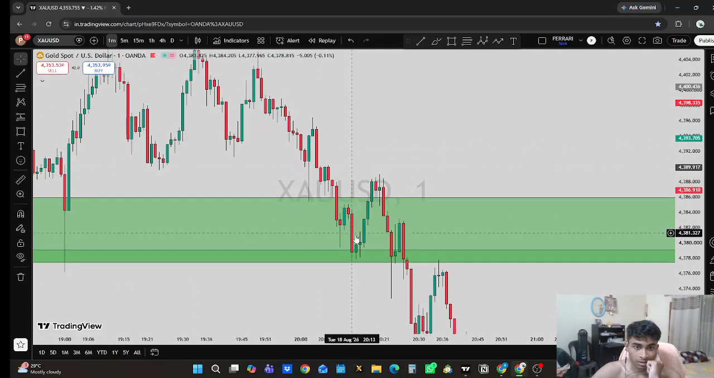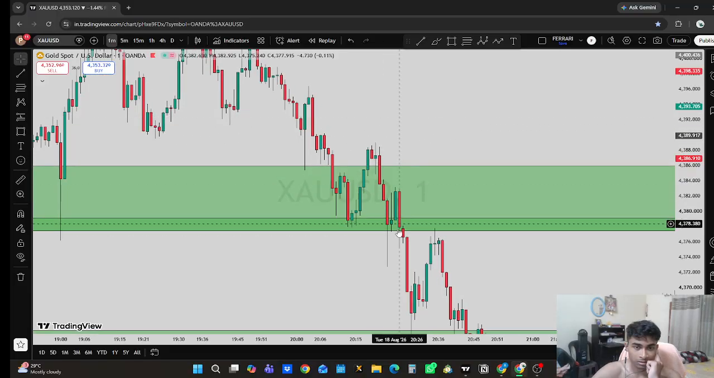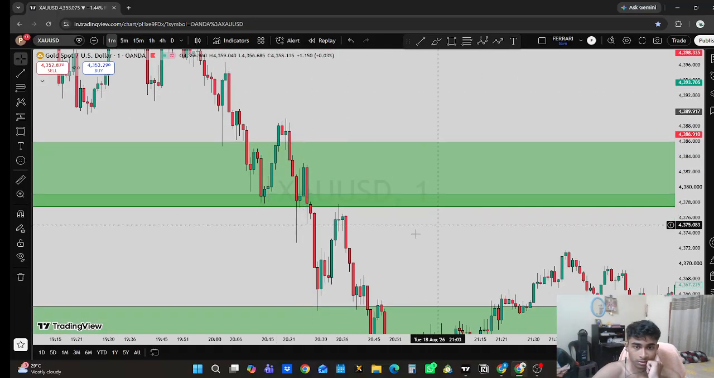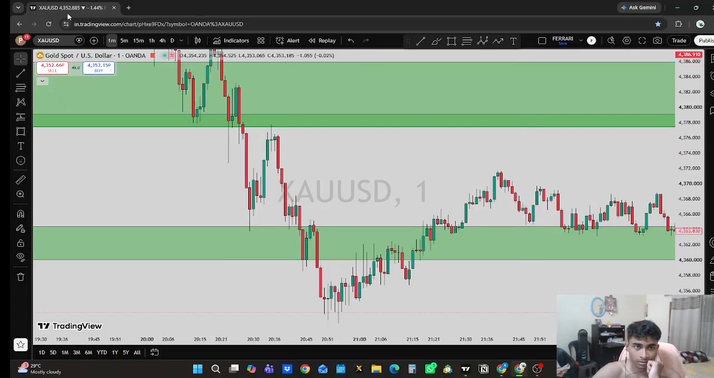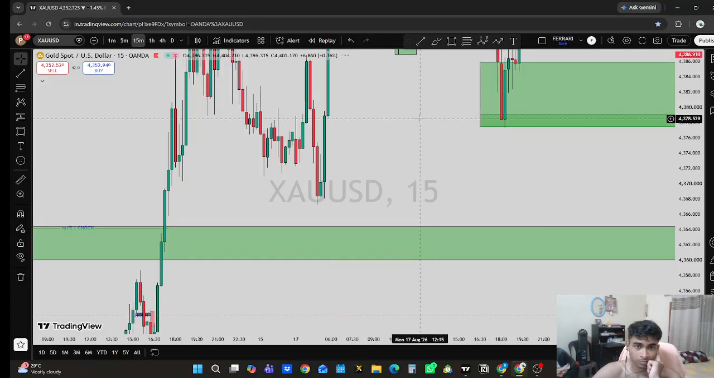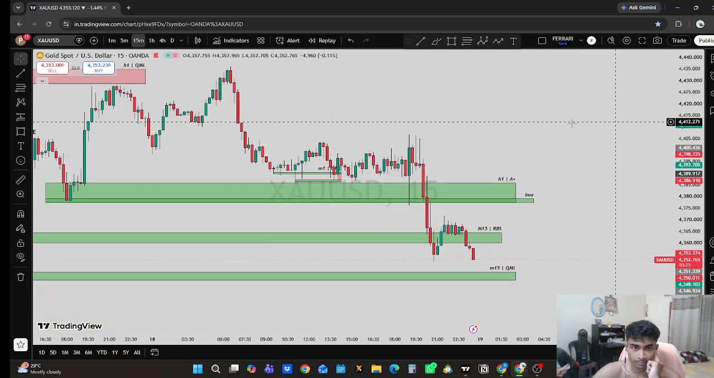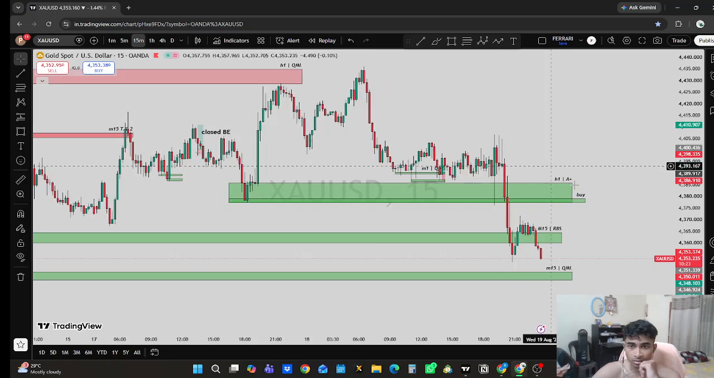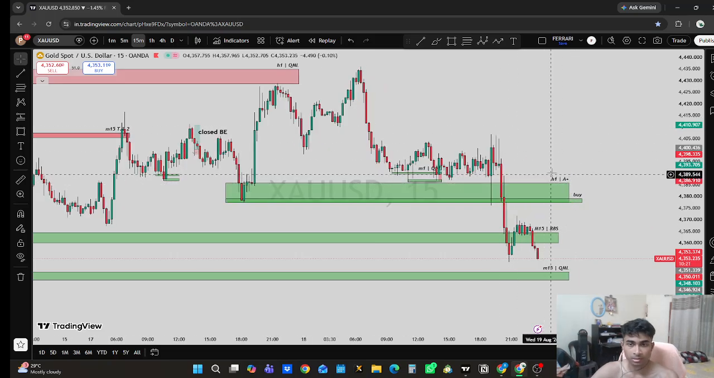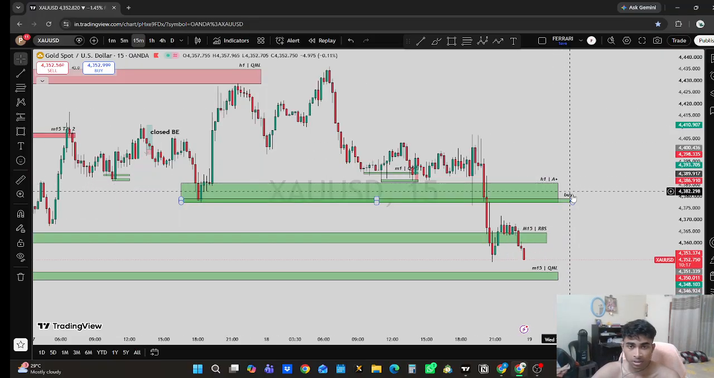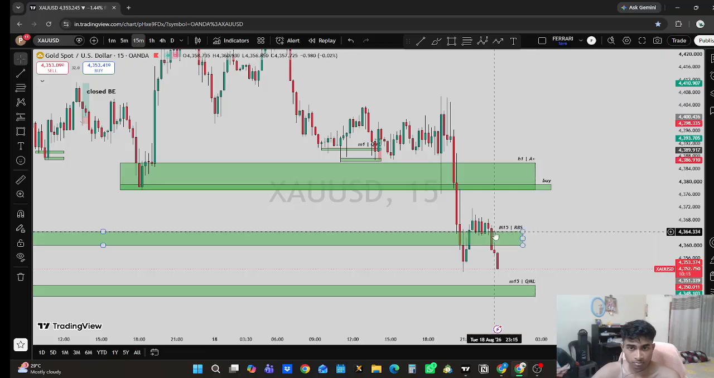And then again, it tested our level once more, but see, it gave a reaction very well. And then again, what is this level? This level was a previously pending M15 RBS level. Okay, since these levels already got played out, I'll just delete this one. Okay, I'll delete it later.